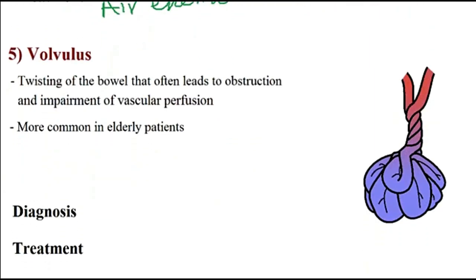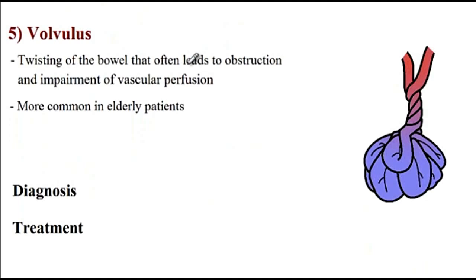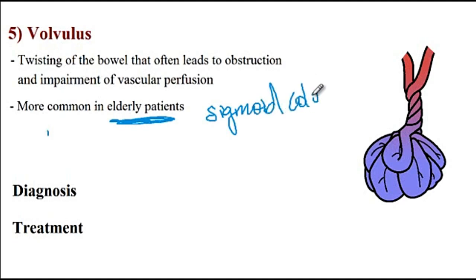The next condition is volvulus, which is due to the twisting of a bowel that will cause obstruction, as a consequence of which it will cause impairment of the vascular perfusion, and if it's not fixed soon enough, it will cause infarction of the bowel. Now this condition, unlike intussusception, which is more commonly seen in children, is more commonly seen in elderly patients. And the site that is most commonly affected by volvulus is the sigmoid colon as well as the cecum.